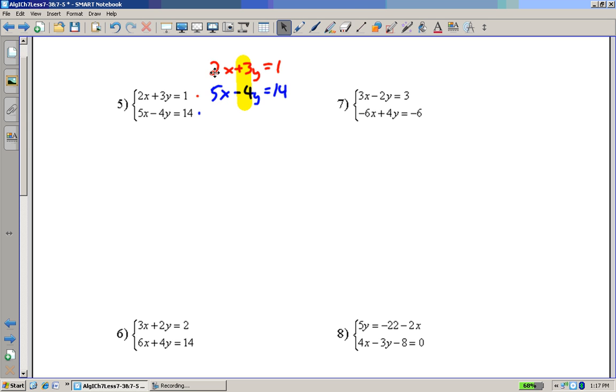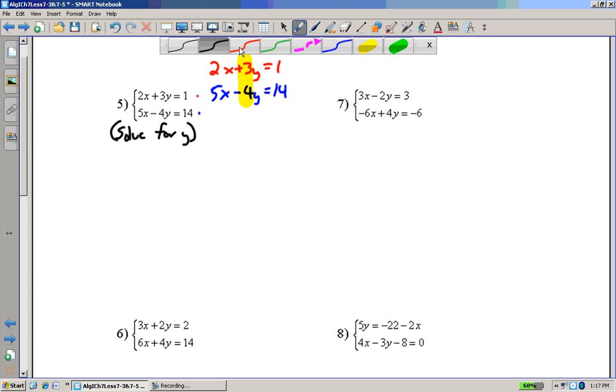Now, could you solve for the x's? Of course you could. You would just need to make sure that one of them will be multiplied by a negative number. So I'm going to solve for y. I'm going to make a quick little note for myself. Solve for y.